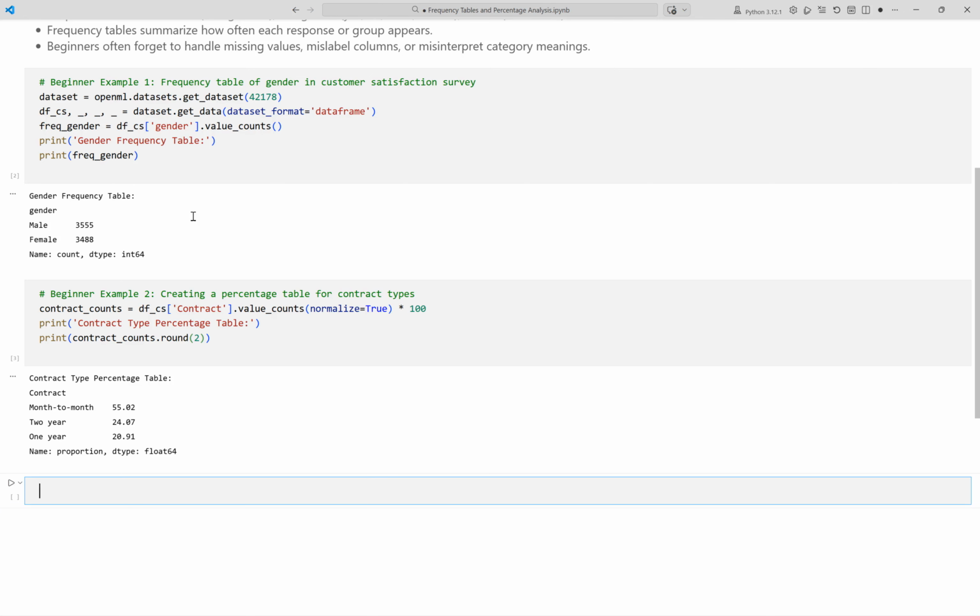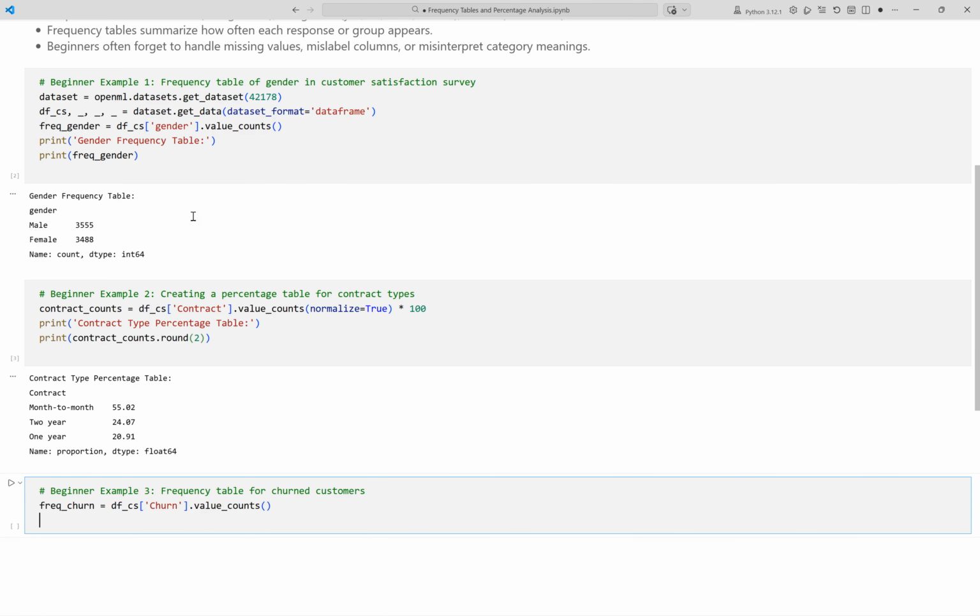Churn tells us how many customers are leaving the service, a core KPI in retention. We create a frequency table that counts how many customers have churned or stayed. We print the churn table for direct review. We output the frequencies for both churned and loyal customers.